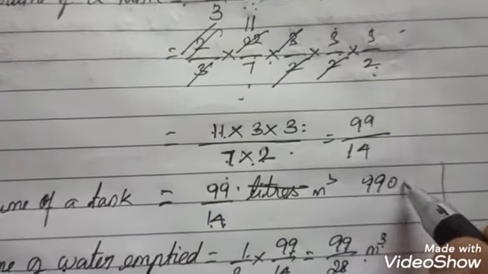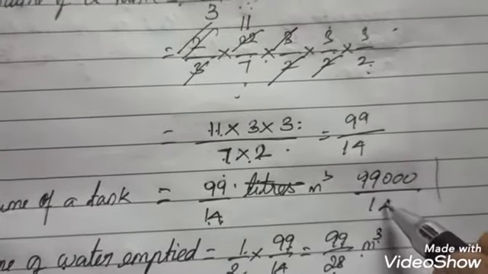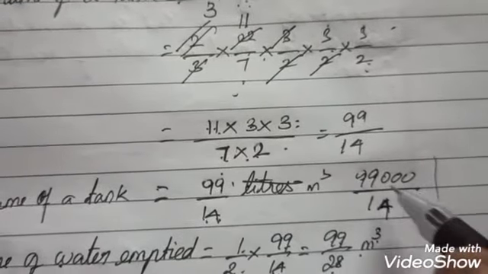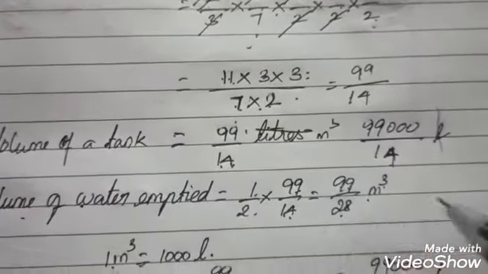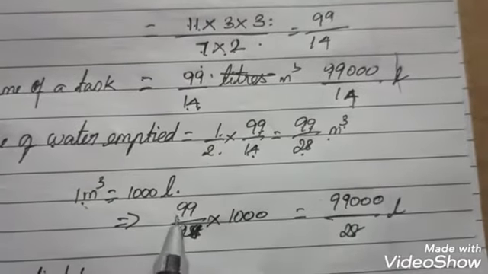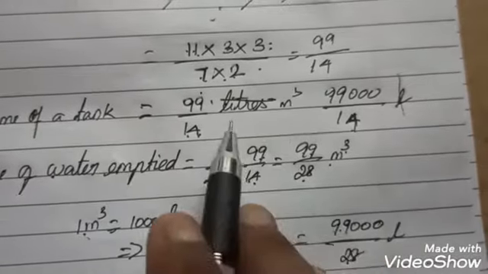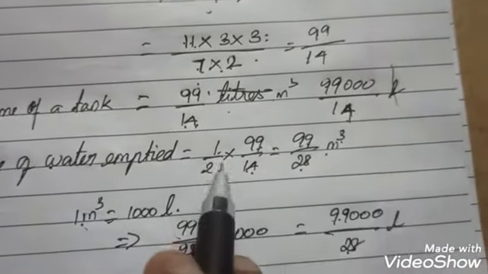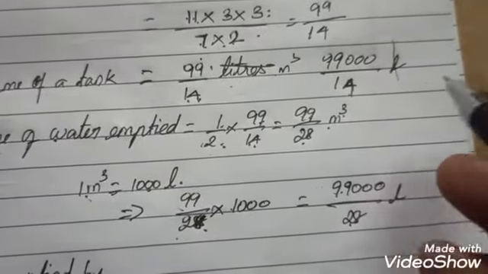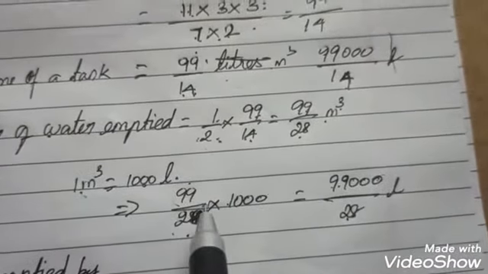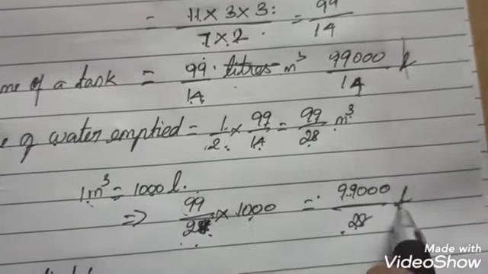So 99,000 divided by 14. As usual, same, you just multiply with the 1000. So 99,000 divided by 14 liters. Half of the tank means you take 99,000 divided by 28. Here you convert meter cube to liter, you just multiply with the half. Otherwise, if you convert here, you multiply with the 1000 here. No problem. So 99 by 28 into 1000, you get 99,000 divided by 28 liters.